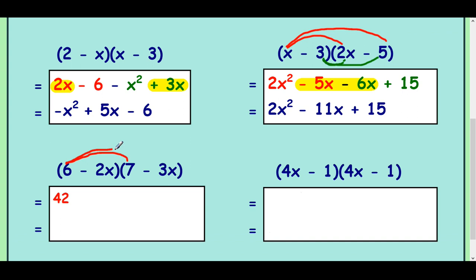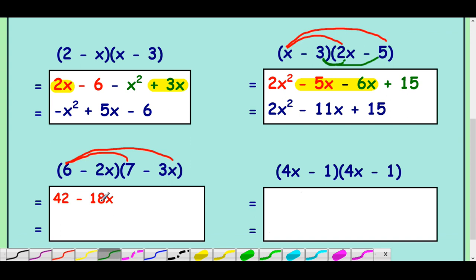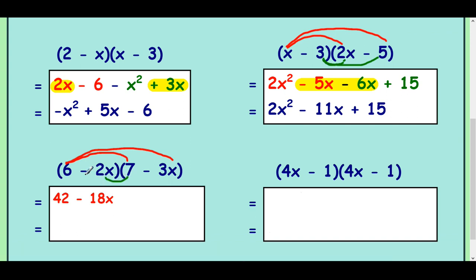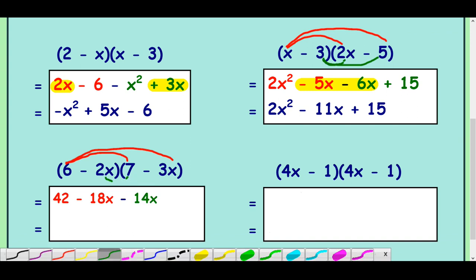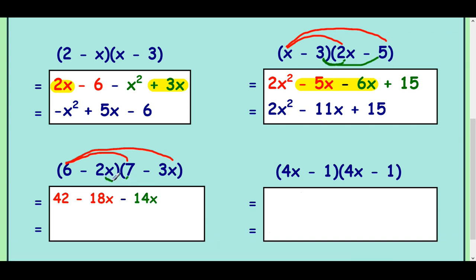You're then doing 6 times negative 3x. Now 6 times 3x would be 18x, but it's a negative, so it's negative 18x. And then you're moving on to the wee ones at the bottom, the green ones if you like. So I'm doing negative 2x times 7. Now 2x times 7 would be 14x, so it would be negative 14x. And then you're finishing off with negative 2x times negative 3x. Again, look at the numbers first. So we've got negative 2 times negative 3, that's plus 6. We've got x times x, which is x squared, so plus 6x squared.